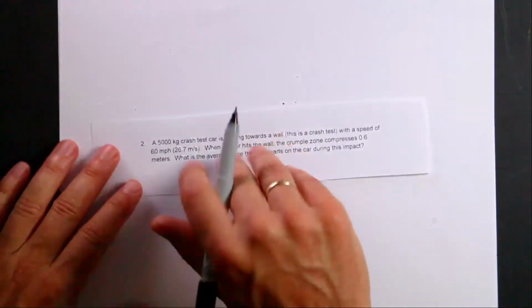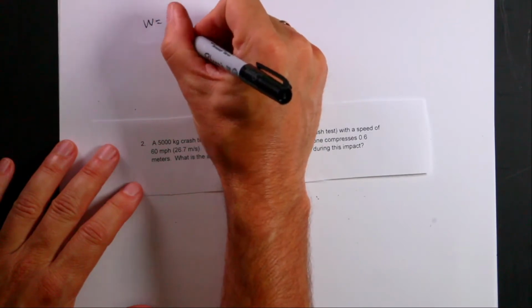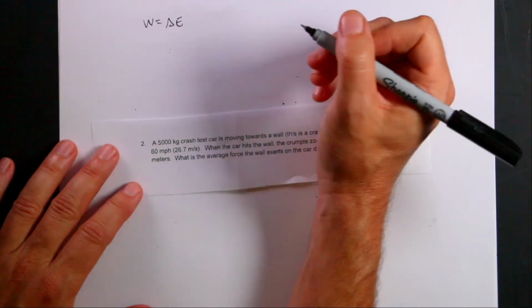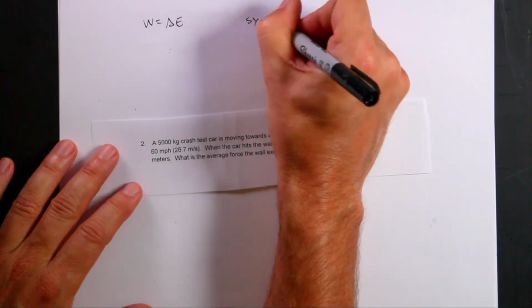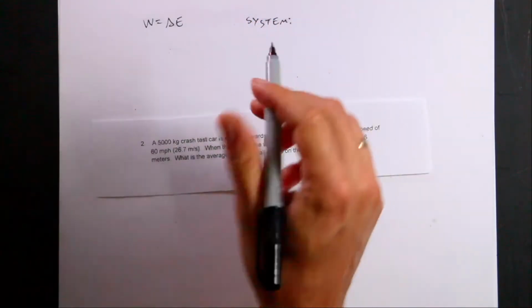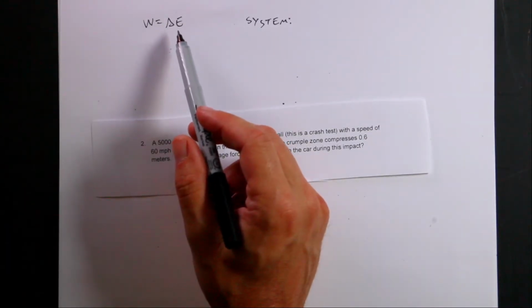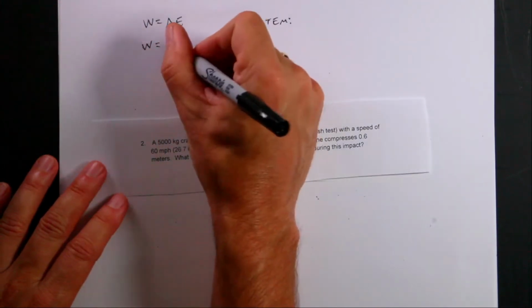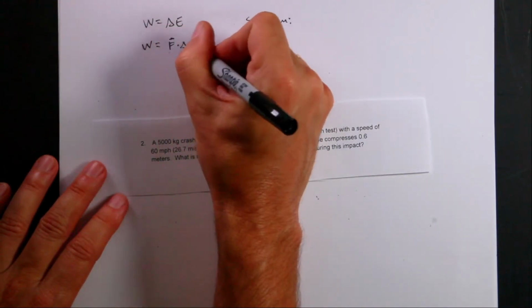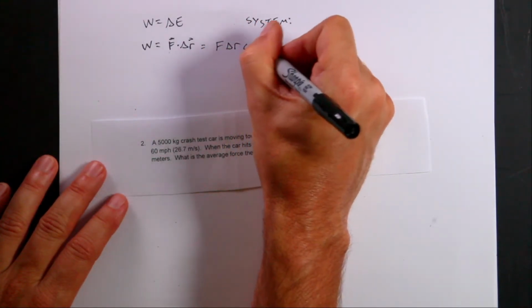Let's talk about the work energy principle in general. It says the work done on an object is the change in energy. And if I pick my system correctly, and I do need to always pick my system, so I'll just put system, because that tells me what forces do work, and it also tells me what kind of changes in energy I have. So we're going to pick a system.